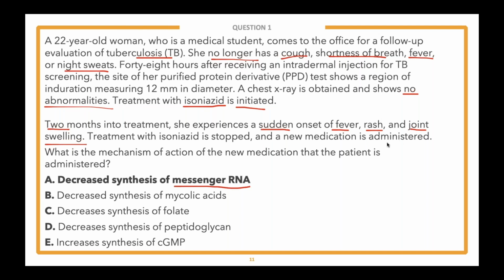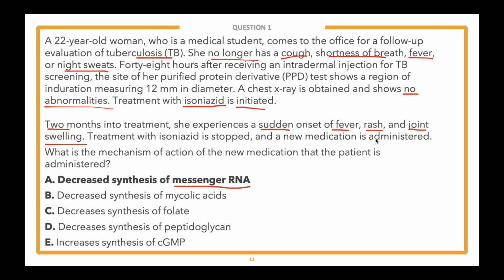C, decreases synthesis of folate. That might be describing either dapsone or any antibiotics in the sulfonamide class. So dapsone can be used in the treatment of another mycobacterium, and that's Mycobacterium leprae, and that causes the disease leprosy. But it's actually not one of the anti-tuberculosis drugs that we typically think of.